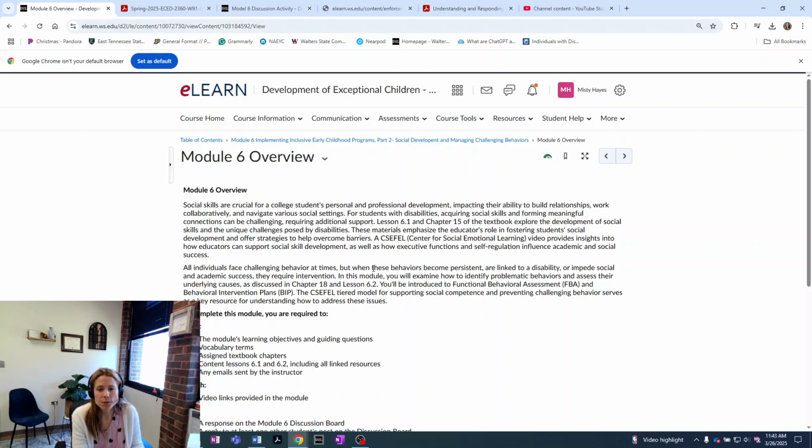Are you able to work in groups and build relationships? Can you work collaboratively? Do you navigate social settings? So think about early childhood. Think about specifically students who have disabilities, right? And they're trying to acquire these social skills. They want to be able to make meaningful connections. Some do. Some are not there yet. This can be challenging for them, right? So they're going to require additional support.